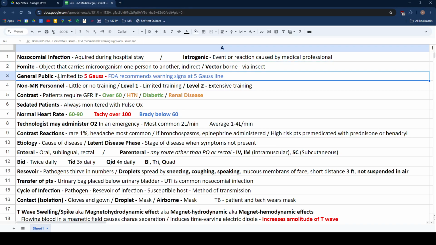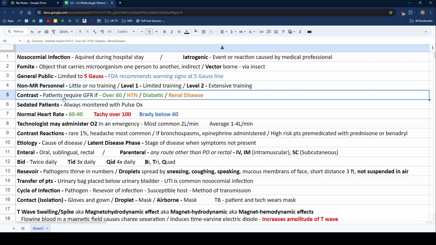The general public is limited to the 5 Gauss line. There's an FDA recommendation of warning signs at the 5 Gauss line. Non-MR personnel have little to no training. Level 1 have limited training. And level 2 have extensive training.